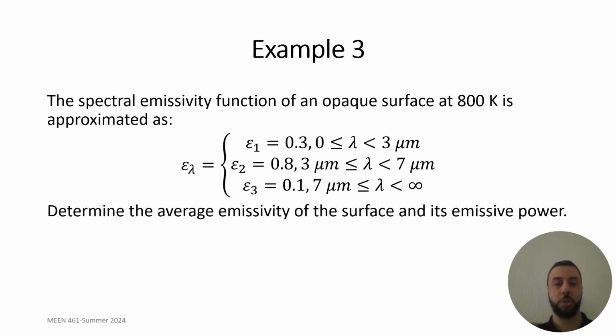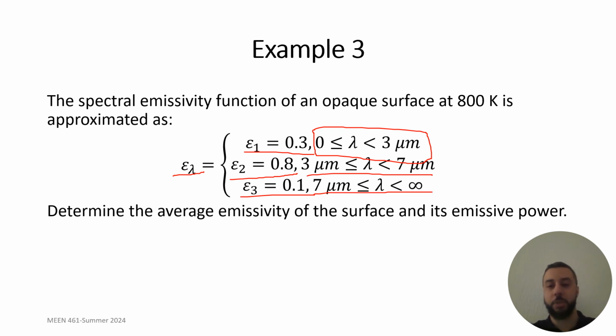So we have the spectral emissivity function of an opaque surface at 800 K approximated as the following. Epsilon varies with the wavelength. For wavelength of 0 to 3 micrometers, we have an epsilon of 0.3. From 3 micrometers to 7 micrometers, we have an epsilon of 0.8. And from 7 to infinity, we have an epsilon of 0.1. It says determine the average emissivity of the surface and its emissive power.